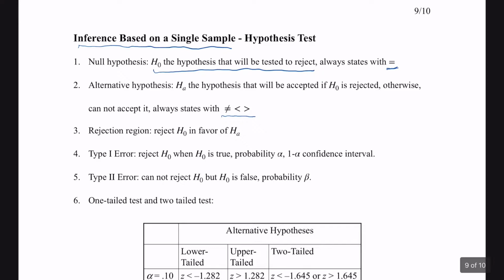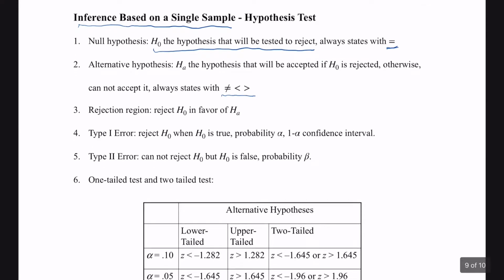If you cannot reject the null hypothesis, then you cannot accept the alternative hypothesis. However, if you reject the null hypothesis, then you can accept the alternative hypothesis. Seems like an either-or question, right? And you will make two types of error.